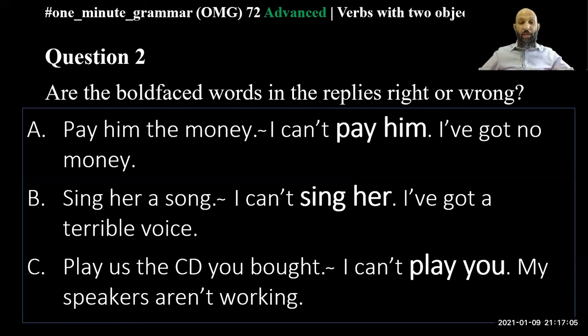I'll give you another example. Write me a letter. So write me, that's the indirect object. A letter, that's a direct object. So that's fine. What if we want to drop the word a letter? So what do we say? Write me or write to me? We say write to me. Why? Because these three verbs, sing, play, and write, if they don't have a direct object, then we have to use the preposition to before the indirect object.